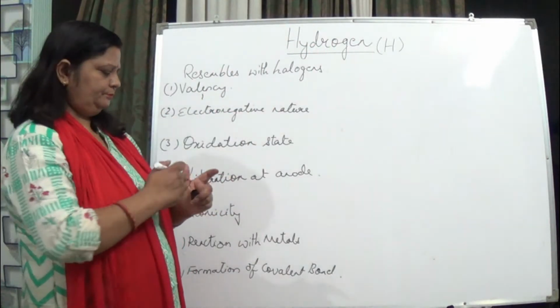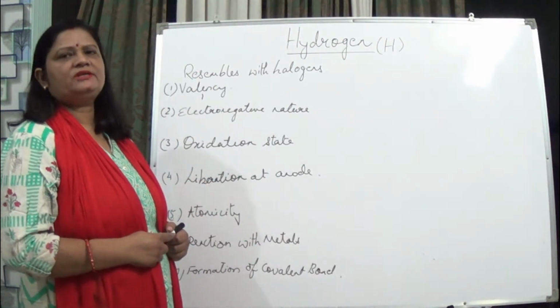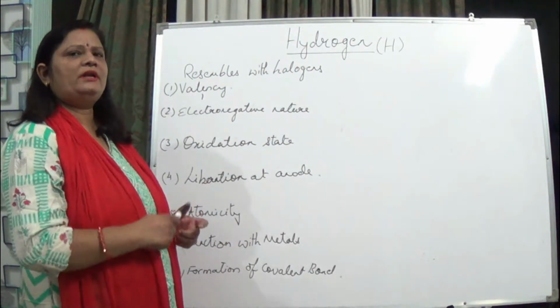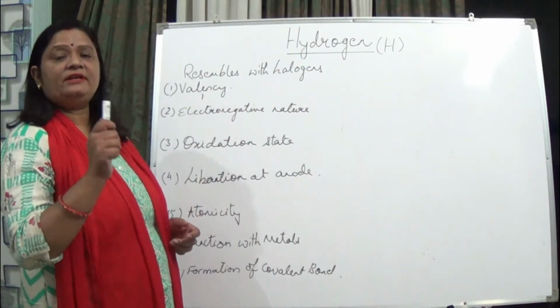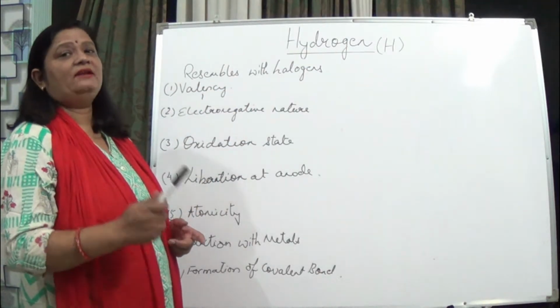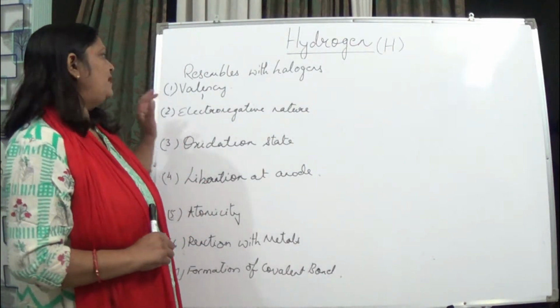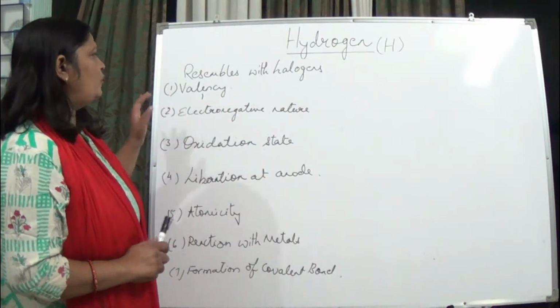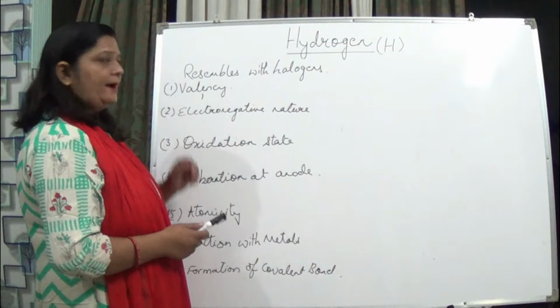Hydrogen, what happens in this? It has 1 electron in its outermost shell. If it takes 1 electron, it becomes stable. Halogens also have 7 electrons in their outermost shell, and if they take 1 electron, they become stable. So the valency, the combining capacity, is what? 1 for both the halogens as well as hydrogen.